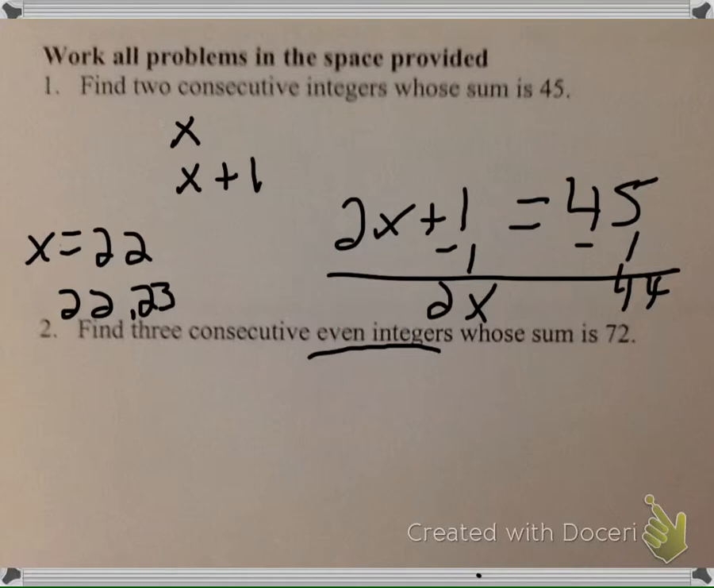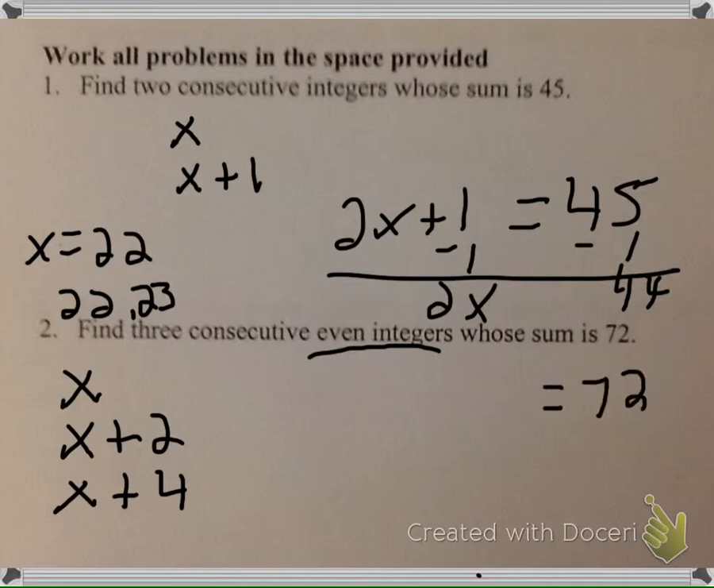So it's telling me to find 3 of them. So I'm going to go x, unknown, for the first one, x plus 2. The next one is 2 more than the first one. And then how many is the third one more than the first one? It's 4 more. So x, x plus 2, and x plus 4 is how I define my variables. And it's telling me in the problem that they're equal to 72. So let's add these up. All of these added together are equal to this.